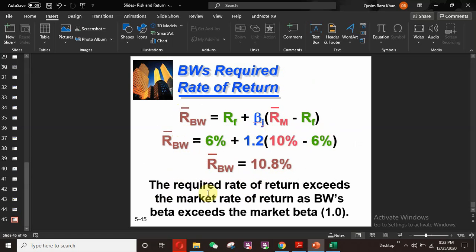So the required rate of return exceeds the market rate of return as the BW beta exceeds the market beta of 1. Because our beta has been increased above 1, that's why our return has been increased above the market rate of return.